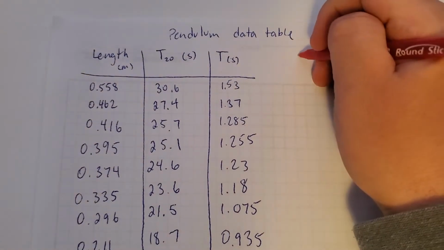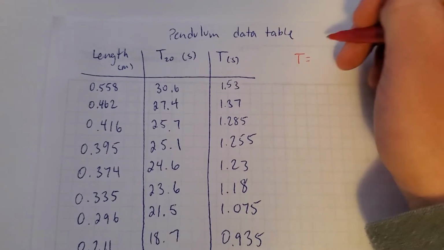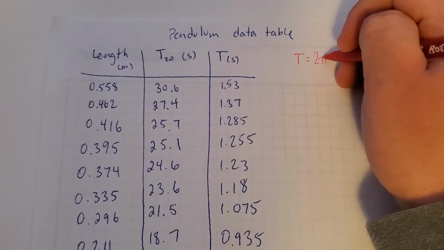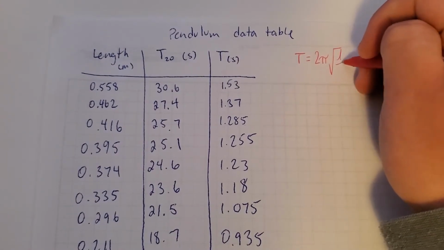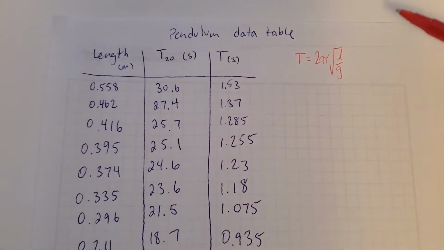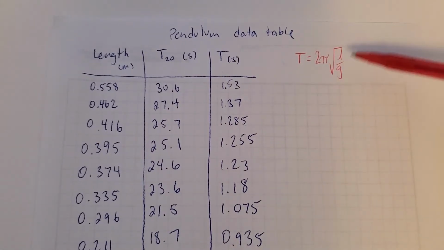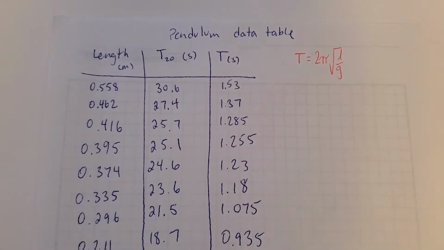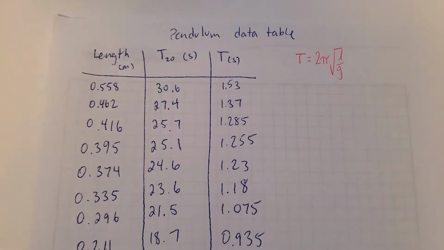So we already know that the relationship between period of a pendulum and length looks like this. Okay? So it's T equals 2 pi times the square root of L over g. What we want is to be able to put our data into a graph and get g from the slope.